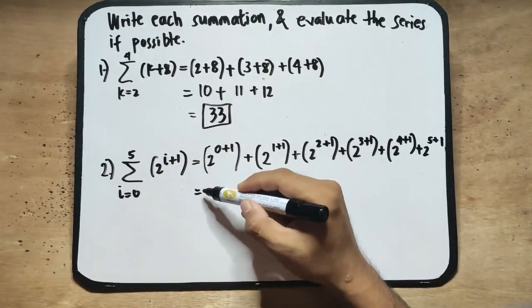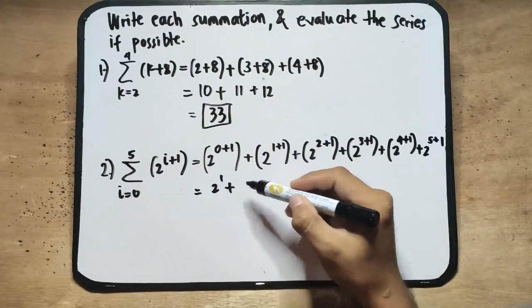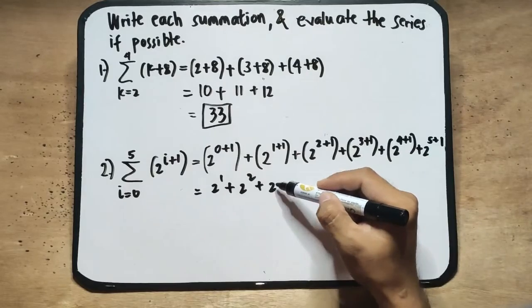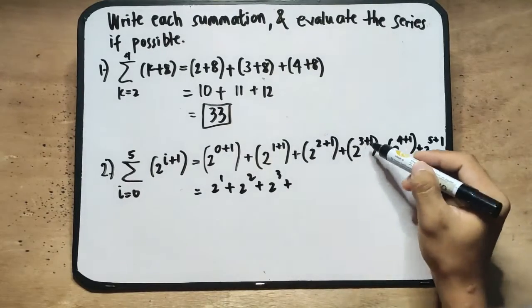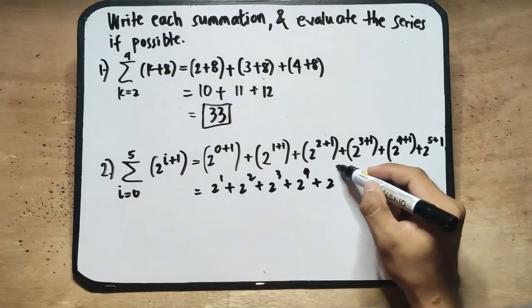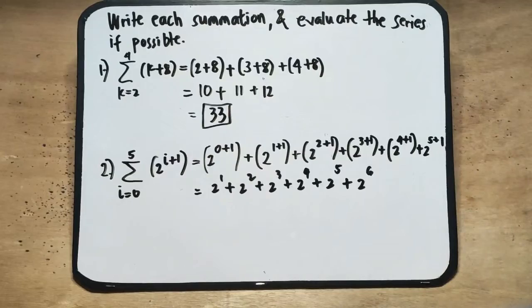So, simplifying further, we have 0 plus 1 is 1. 1 plus 1 is 2. 2 plus 1 is 3. 3 plus 1 is 4. 4 plus 1 is 5. And 5 plus 1 is 6.